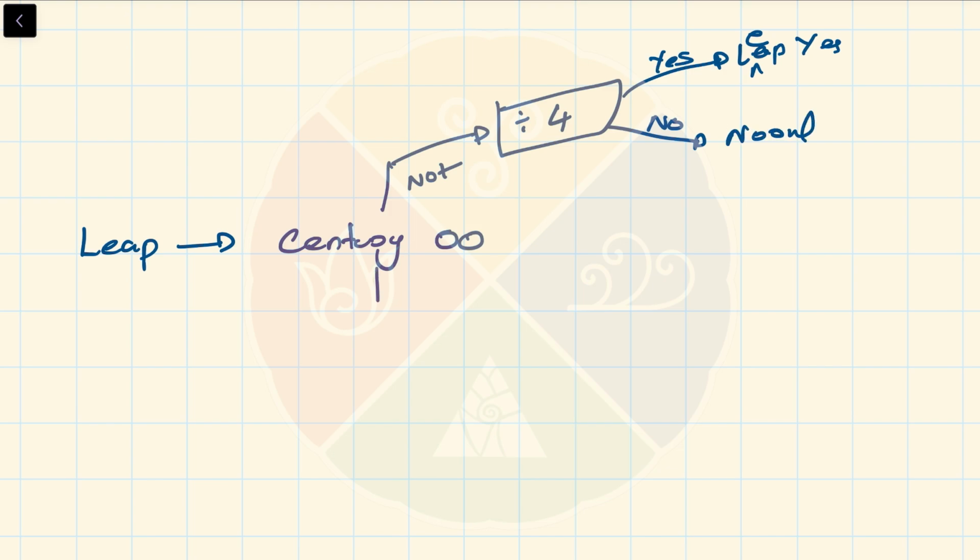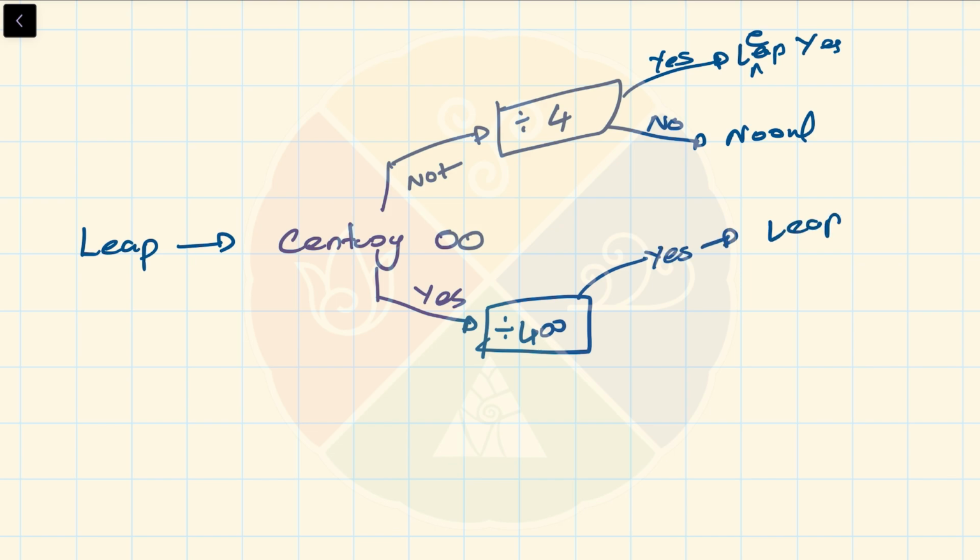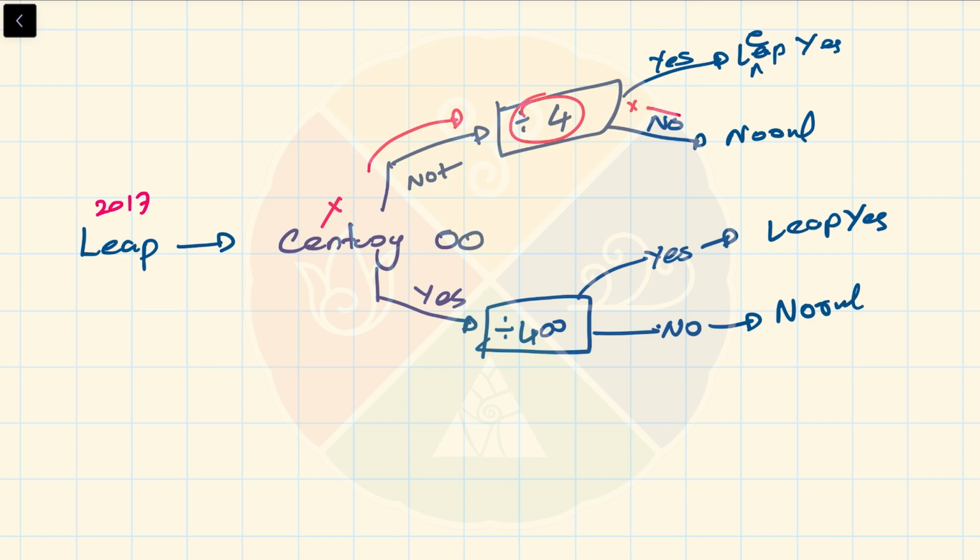Similarly, if the year is a century year, then you have to check the divisibility by 400. If yes, then it will be a leap year. If no, then it will be a normal year. So if you put the year 2017, is it a century year? No. Therefore, it will go here. So now you have to check the divisibility by 4. 2017 is not divisible by 4. So it will go here.